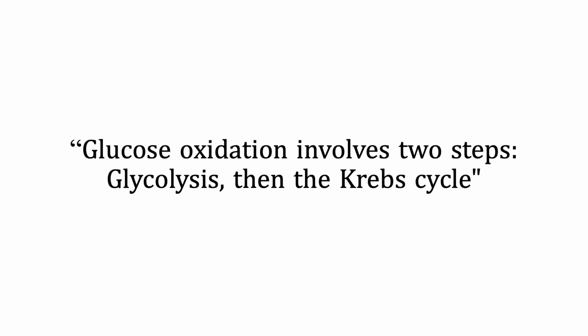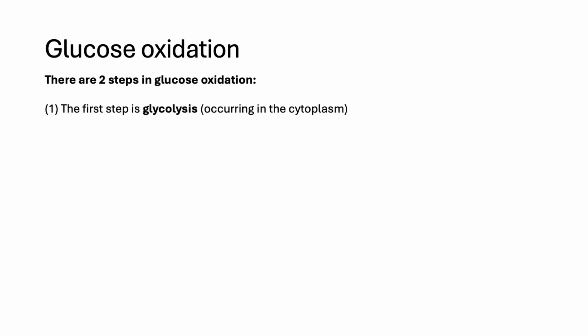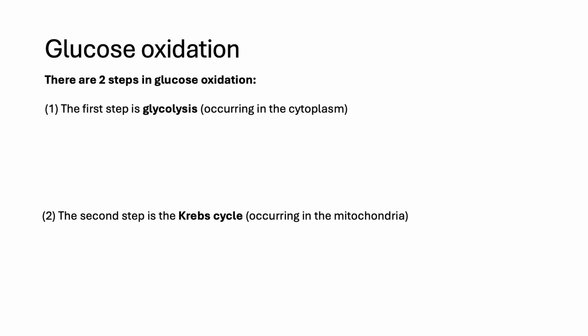So 2 steps. Now, I'm using glucose oxidation as a general term for carbohydrate oxidation, because at the end of the day, all carbohydrates break down into glucose, and then we burn the glucose. So let's focus on how glucose is oxidized. There are 2 steps, like I said. The first step is glycolysis, and this occurs in the cytoplasm of the cell. And the second step is the Krebs cycle, which occurs in the mitochondria of the cell.